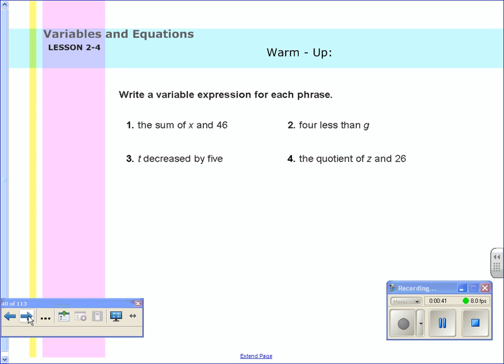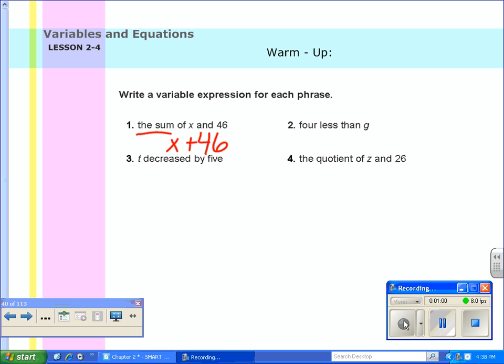So the sum of x and 46, well, the sum tells me that I am going to add, all right? And I am going to add x and 46. There we go. That would be my answer for number 1, x plus 46. Now go ahead, pause the video, and do 2, 3, and 4. Go ahead and do that now.